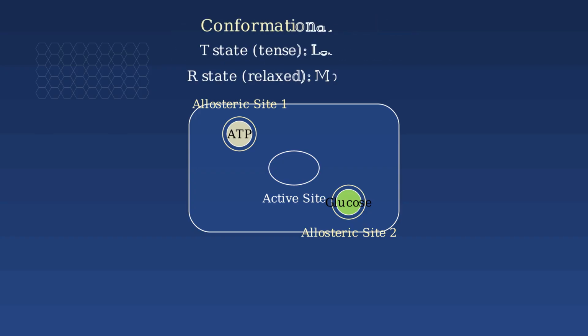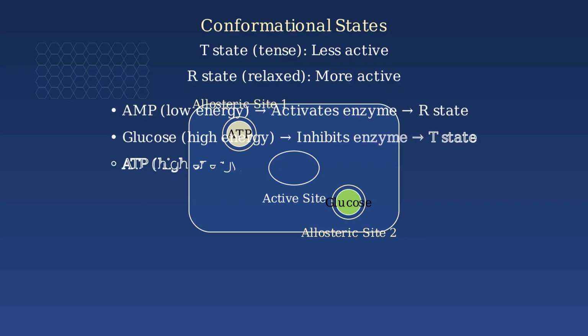These regulatory mechanisms involve shifting the enzyme between two conformational states, the tense T state with lower activity and the relaxed R state with higher activity. In summary, AMP shifts the enzyme toward the active R state, while glucose and ATP promote the inactive T state. This allows glycogen breakdown to be precisely regulated based on the cell's energy status.